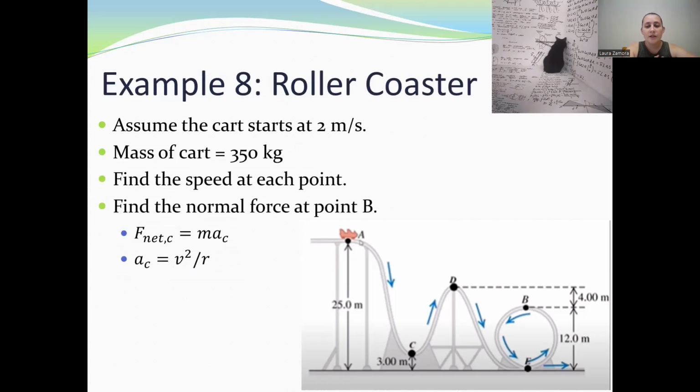Okay, so now let's do some actual calculations based on this roller coaster. We're still going to assume that it's starting at 2 meters per second there at point A. Now we get the additional information of the mass of the cart, 350 kilograms. And I want to know how fast it's moving at each point. And I want to know the normal force at point B.